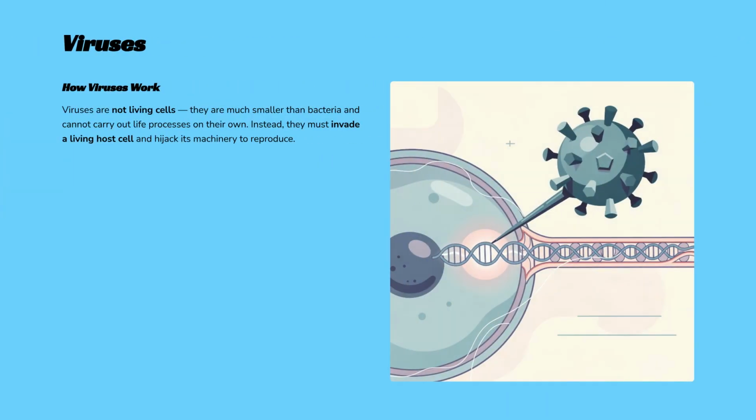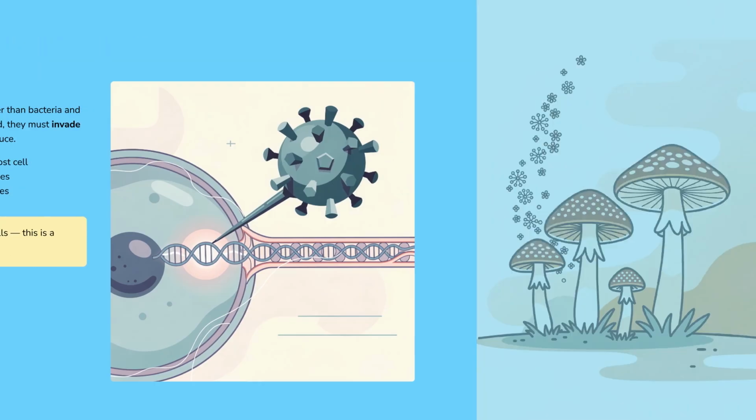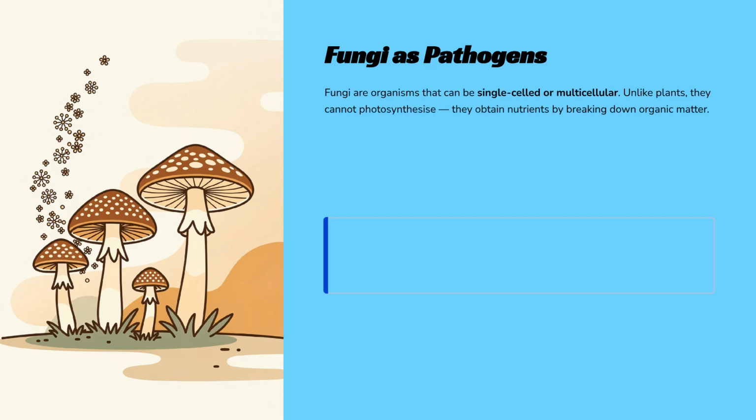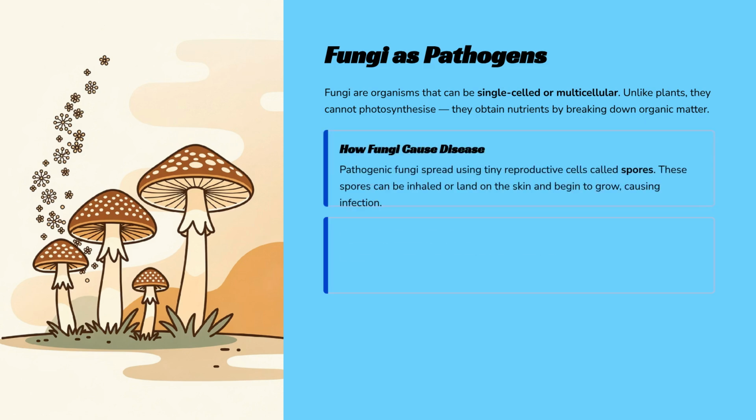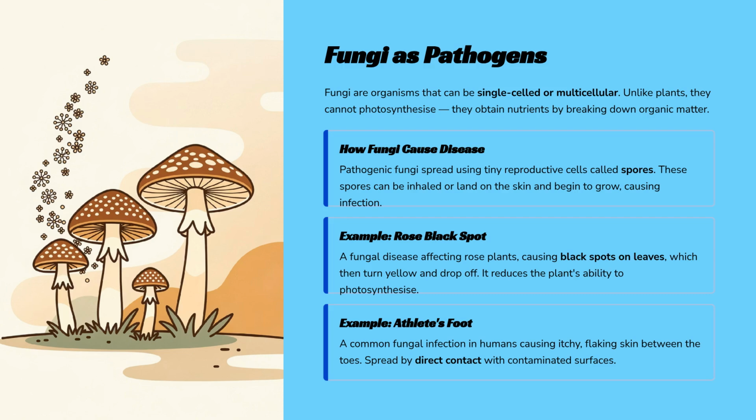Viruses are much smaller than bacteria and are not living cells. They cannot reproduce on their own, so they must invade a living host cell and hijack its machinery. Remember, viruses always reproduce inside living cells. Fungi can be single-celled or multicellular and obtain nutrients by breaking down organic matter. They spread via spores.